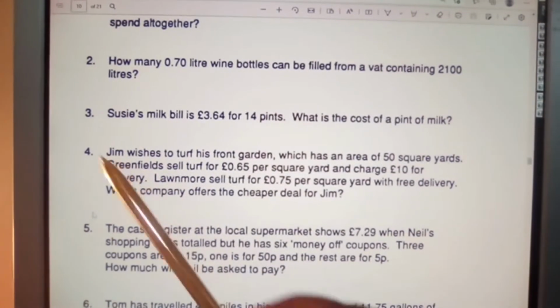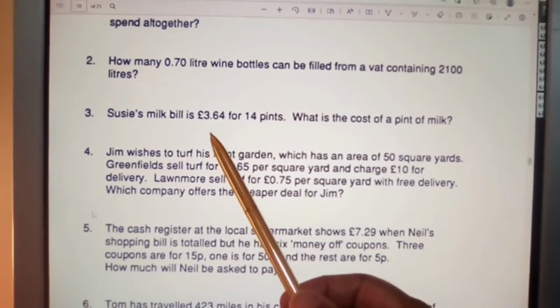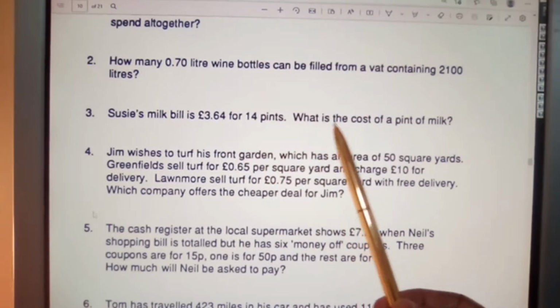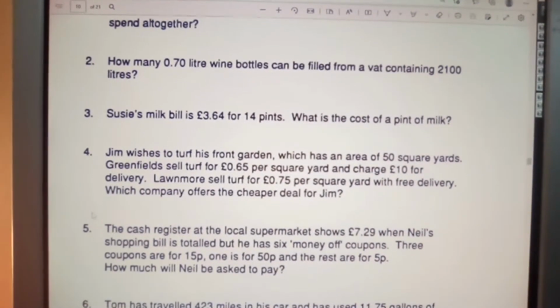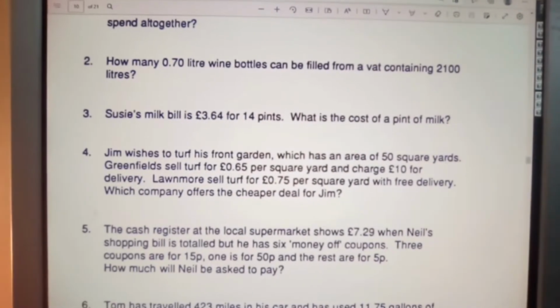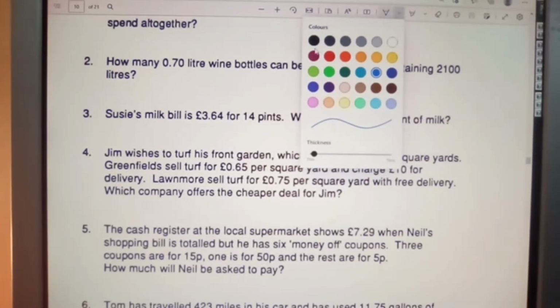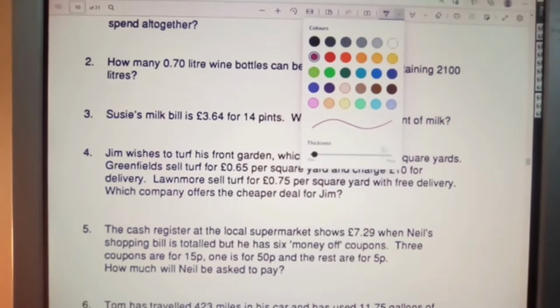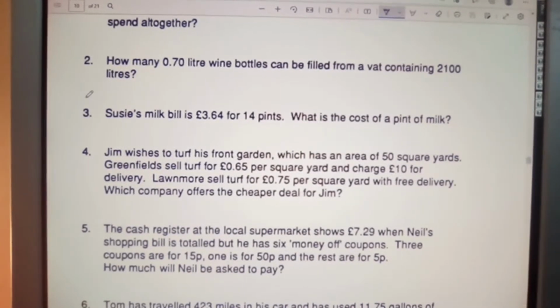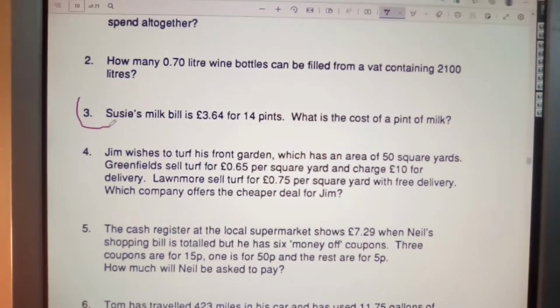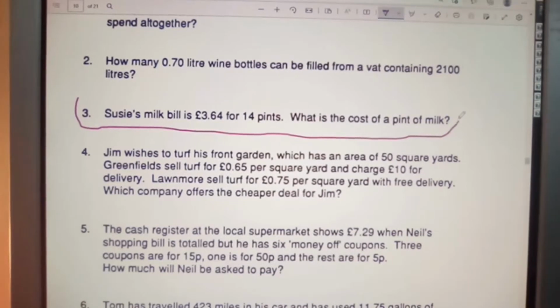Right. Susie's milk bill is £3.64 for 14 pints. What is the cost of a pint of milk? Now, let's look at what we're dealing with. Question 3. So, let me get my pen out and get my colors in place. I recognize the question that we're going to be working on, which is this one here, question 3.